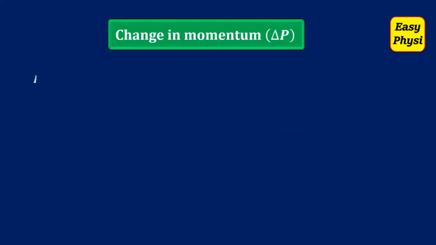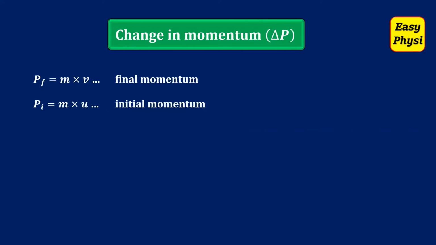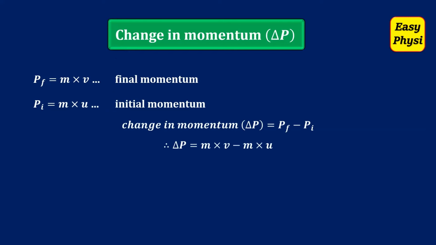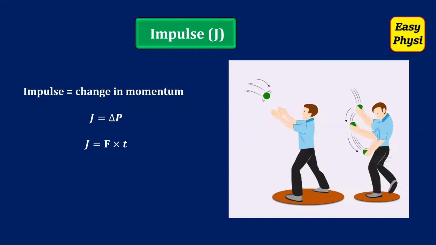Change in momentum. Final momentum is equal to mass into final velocity. Initial momentum is equal to mass into initial velocity. Change in momentum, delta P, is equal to final momentum minus initial momentum. Delta P is equal to m into v minus m into u. Therefore, delta P is equal to m into (v minus u).